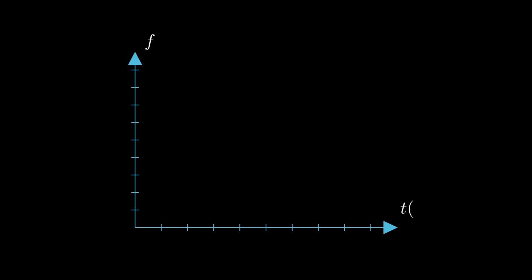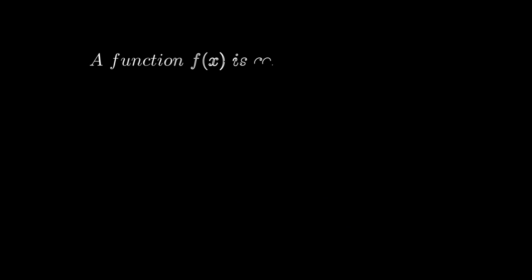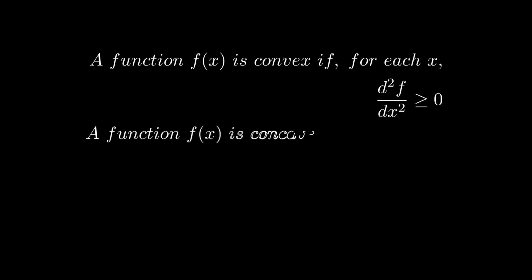In physics, if the function considered is a position, the value of its second derivative is called the acceleration. This is the variation of the speed, which is the first derivative. The link between this second derivative and convexity is that if the second derivative is positive for each x, then the function is convex. This is equivalent to saying that the growth of the function never slows down, or that its derivative function is increasing.